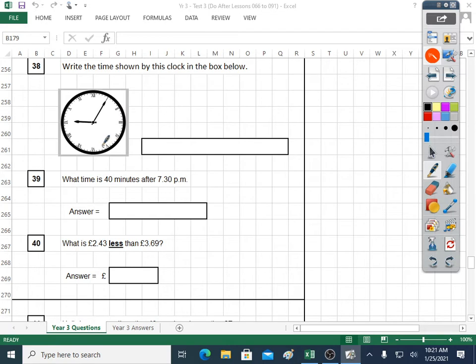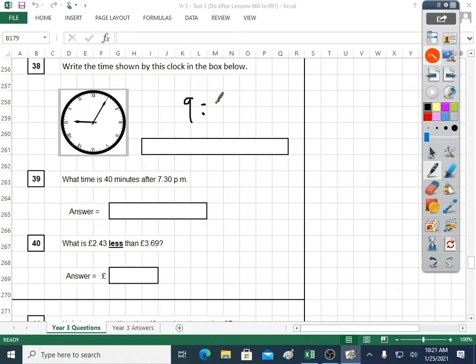1, 2, 3, 4, 5, 6, 7, 8, 9, 10, 11, 12. So the hour is pointing to 9. The hour is 9. And the minute hand was pointing to 9, yeah. Pretty much to 9. The minutes is only on 5. So 9, 5. How do we write 9, 5?